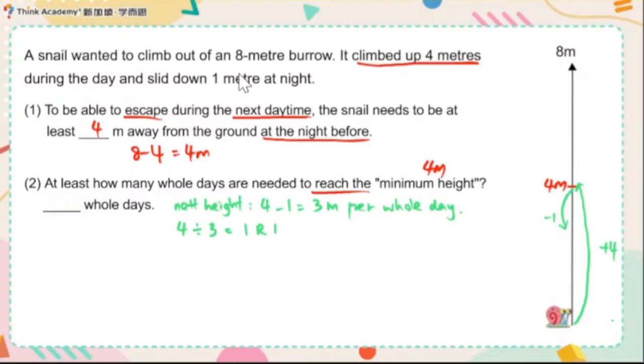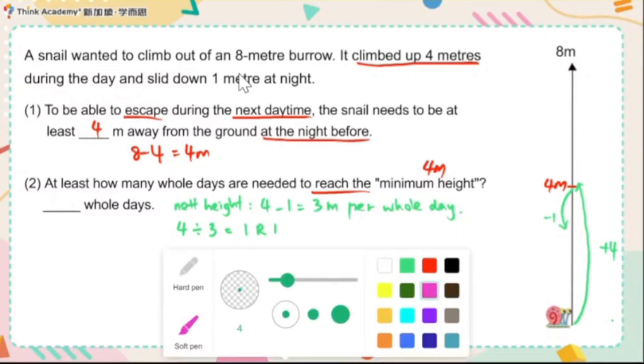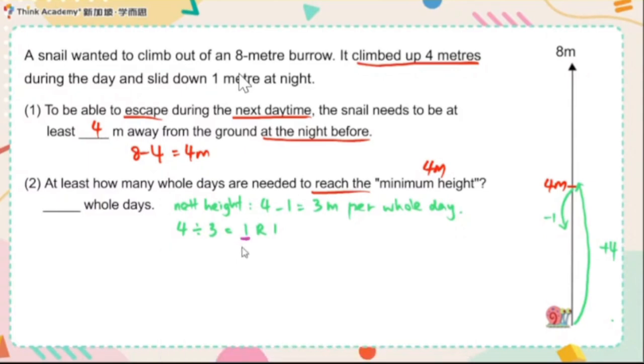So let's discover a bit further. The first one, this is the quotient. It refers to how many whole days that I can climb at least. But remainder 1 at the back means I need 1 more meter extra. That means after 1 whole day, I am still 1 meter away from the minimum height, which means 1 whole day is not enough for me to reach the minimum height. I need another whole day to cover the 1 meter extra.